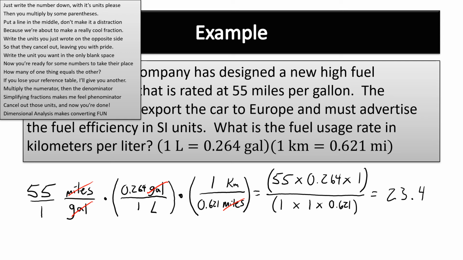What are we left with? In the numerator, there's a kilometer. In the denominator, there's a liter, and that's exactly what we wanted. Kilometers per liter. 23.4 kilometers for every liter of gasoline, or petrol, as they would say across the pond.